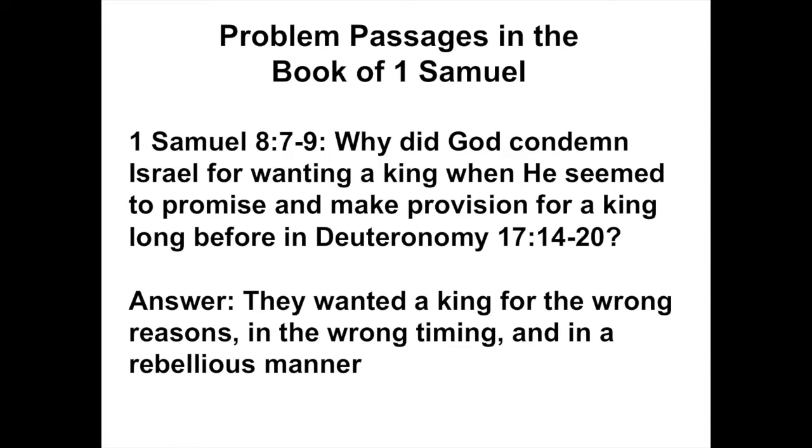First of all, they wanted a king for the wrong reasons. Secondly, they wanted a king in the wrong timing. And thirdly, they wanted a king in a rebellious manner. In other words, the rebellious manner was an open rejection of God. And so they wanted a king for the wrong reasons, to be like the nations. They wanted the wrong timing: God wanted to give them a king later. And they wanted a rebellious manner.